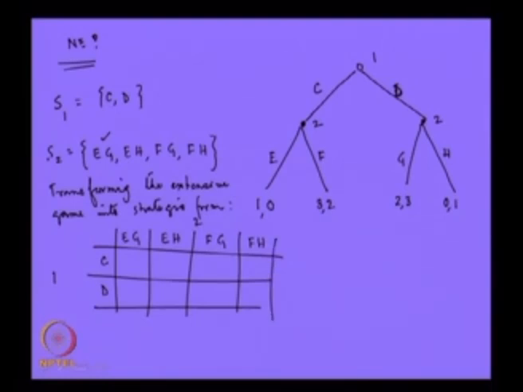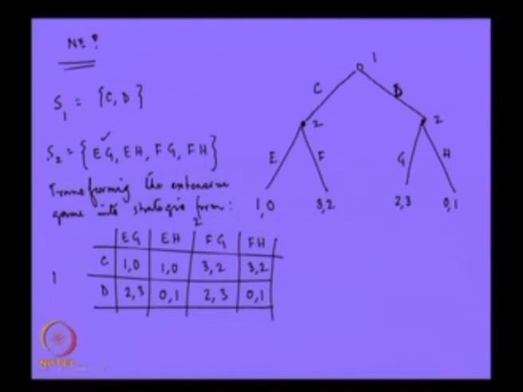So if the terminal history is CEG, the payoff is 1-0, CEH again 1-0, CFG 3-2, CFH again 3-2, DEG 2-3, DEH 0-1, DFG 2-3, and DFH 0. So this is the game in the strategic form, and we have to find out the Nash equilibrium here.